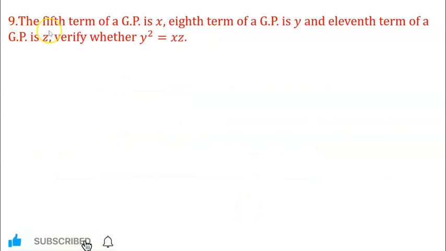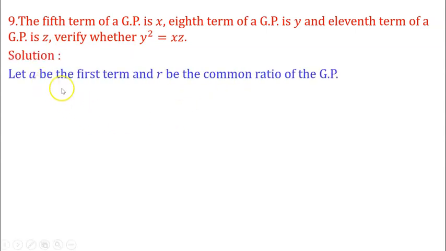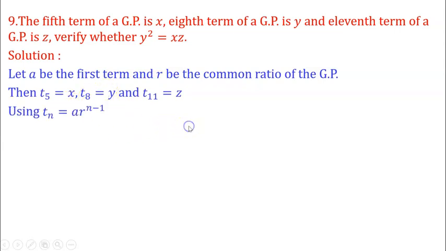Next question. The fifth term of a GP is x, eighth term of a GP is y, and 11th term of a GP is z. Verify whether y square is equals to xz. Now here the solution. Let a be the first term, r be the common ratio of the GP. Then T5 is equals to x, T8 is equals to y, T11 is equals to z.